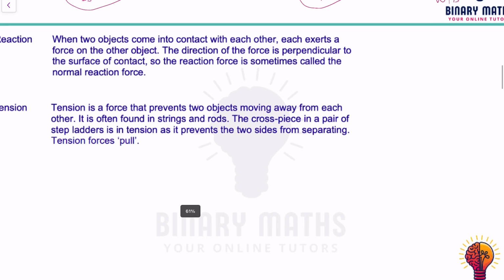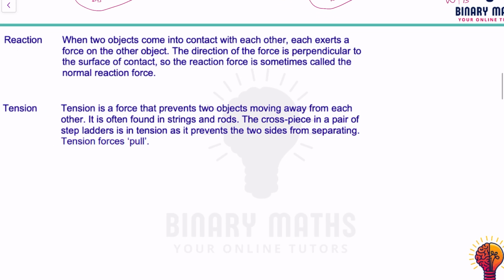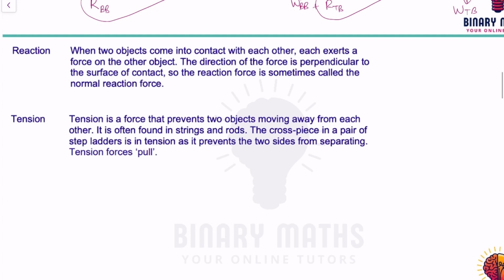Tension is a force that prevents two objects moving away from each other. It is often found in strings and rods. The cross piece in a pair of step ladders is in tension as it prevents the two sides from separating. Tension force is pull. So normally you can have a tension on a string.